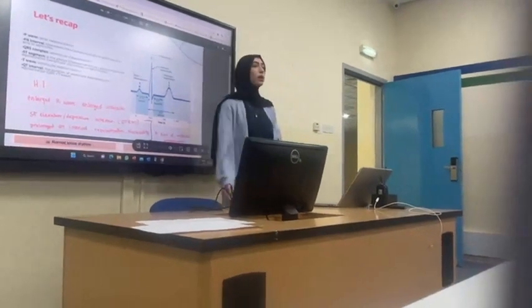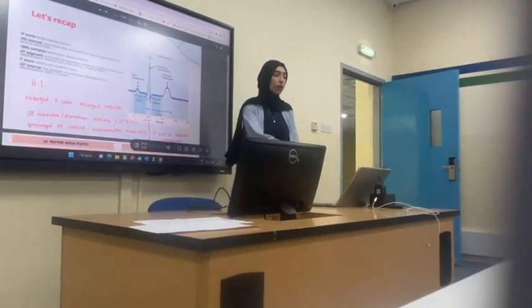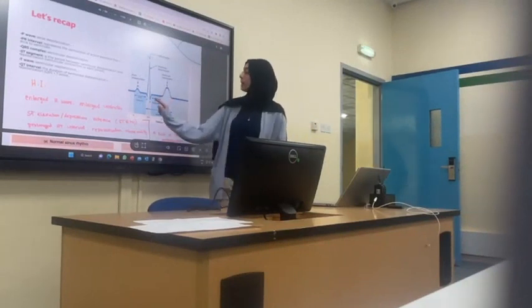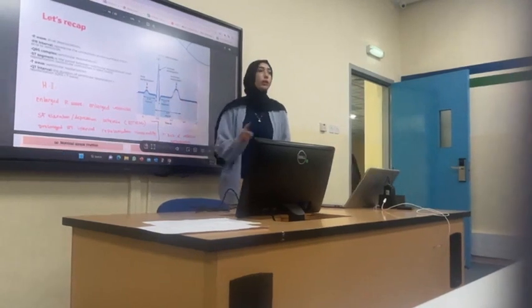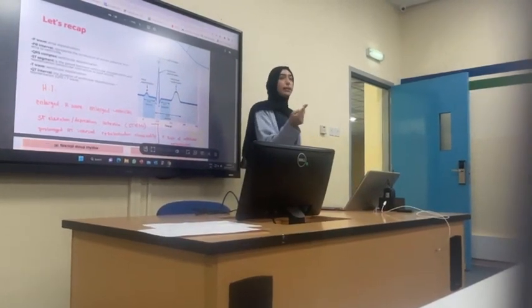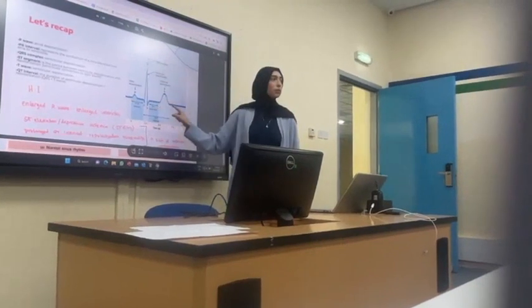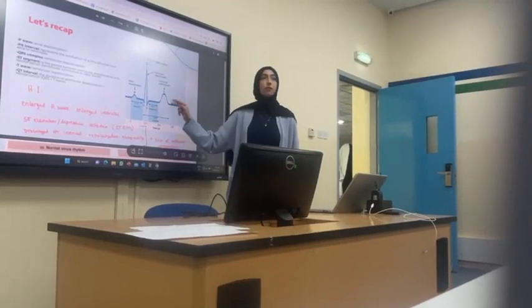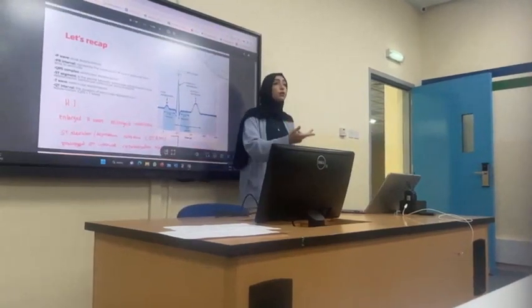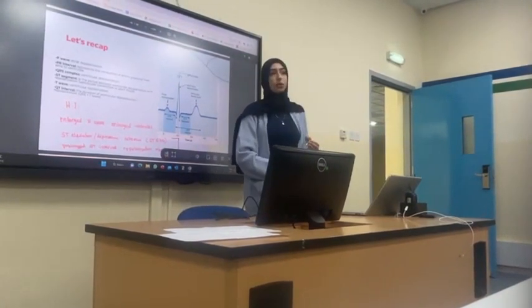Prolonged QT interval is going to indicate what? A repolarization abnormality. Why? This is the QT interval. Here we have two repolarizations happening: atrial repolarization over here and ventricular repolarization, which is the T wave. So if this area was prolonged, this is going to indicate ventricular problems and repolarization.